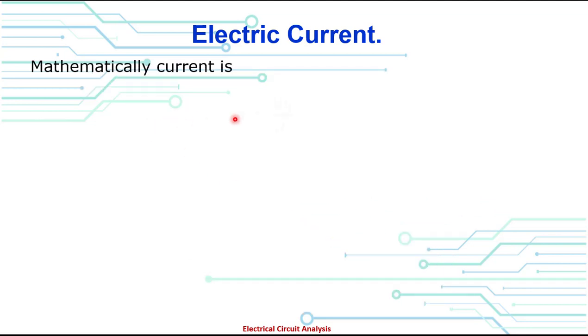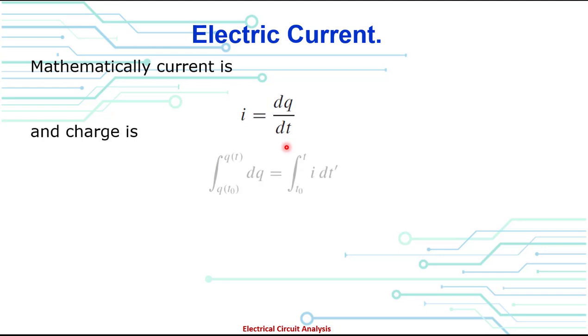Mathematically, current is given as I = dq/dt. It means current is the time derivative of charge. From this equation, we can also calculate charge.